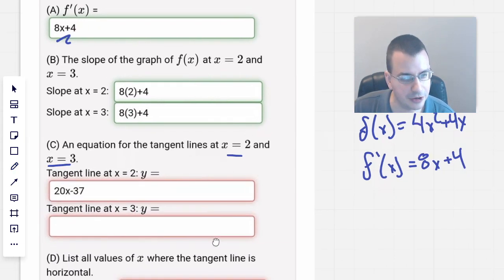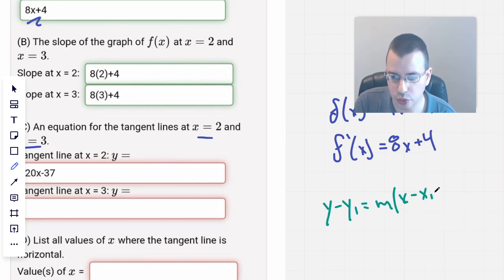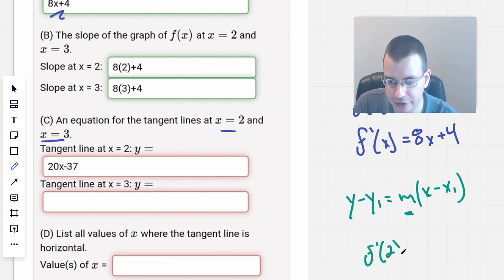Okay? So the tangent line is going to be of the form y minus y1 equals m, which is the slope, times x minus x1, where y1 and x1 are just points on this graph. So we're going to start by finding m. So m at 2 would be f prime of 2.